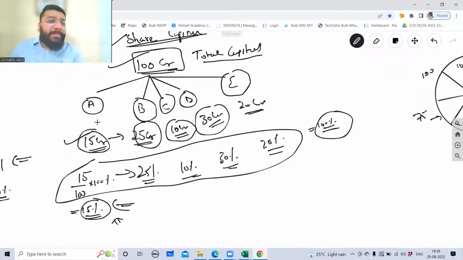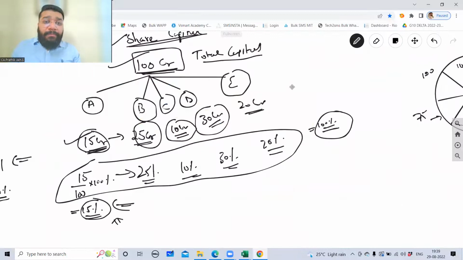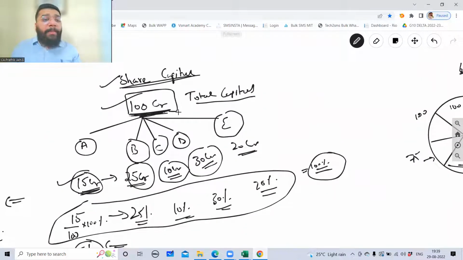Now, here is one thing that you have to understand. When I'm saying that A is contributing 15 crores of capital, I told you that this 100 crores is the total capital. The smaller unit is 15 crore. This is one perspective. Another perspective: when they say that capital has been divided into smaller units called shares, it means that this 100 crore capital is now given in terms of 1 share, 2 shares, 3 shares. It is broken down into multiple shares.